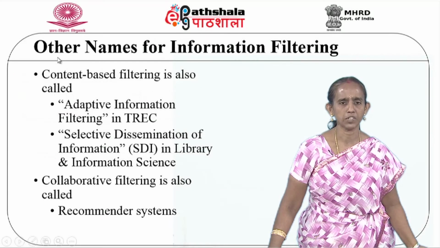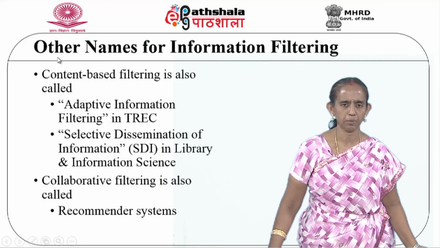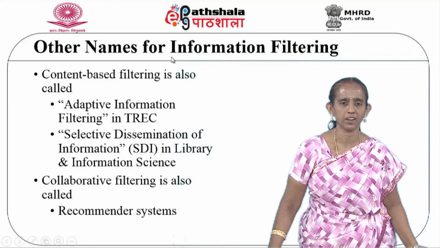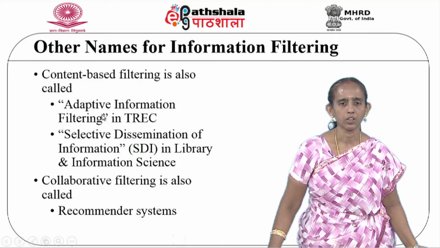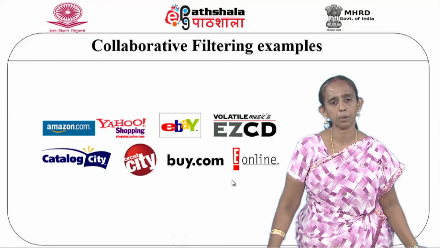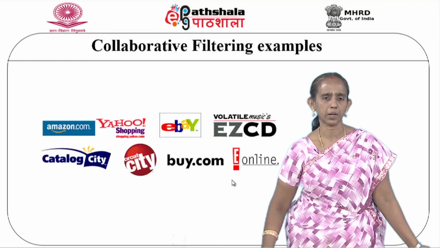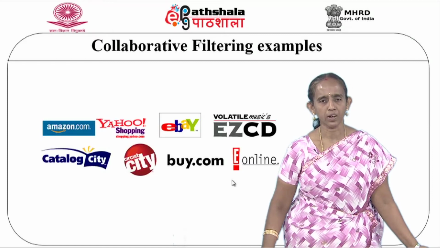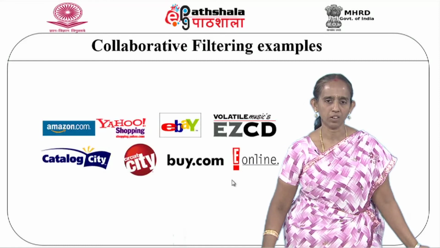Other names for information filtering are content based filtering, adaptive information filtering, and selective dissemination of information, which is being provided in library and information science. Collaborative filtering is also called a recommender system. So these are certain examples which use the collaborative filtering approach. Amazon.com uses the recommendation system to recommend books to the end users. Yahoo Shopping uses the recommendation system to recommend the kind of items that the end user may be interested in.